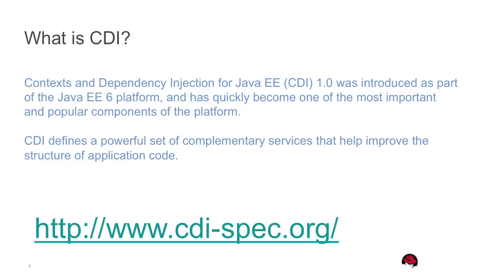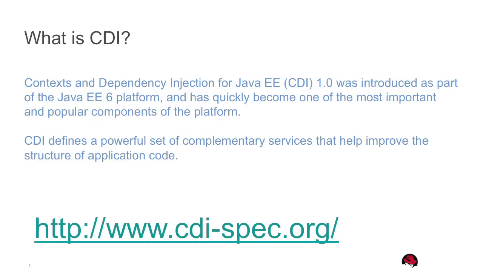But what makes CDI unique is that it is a type-safe approach to dependency injection that also takes into account the context in which the code is running. So, for example, if you're running in a request, if you're running in a session, if you want to scope something to the application, you can do all of those things.